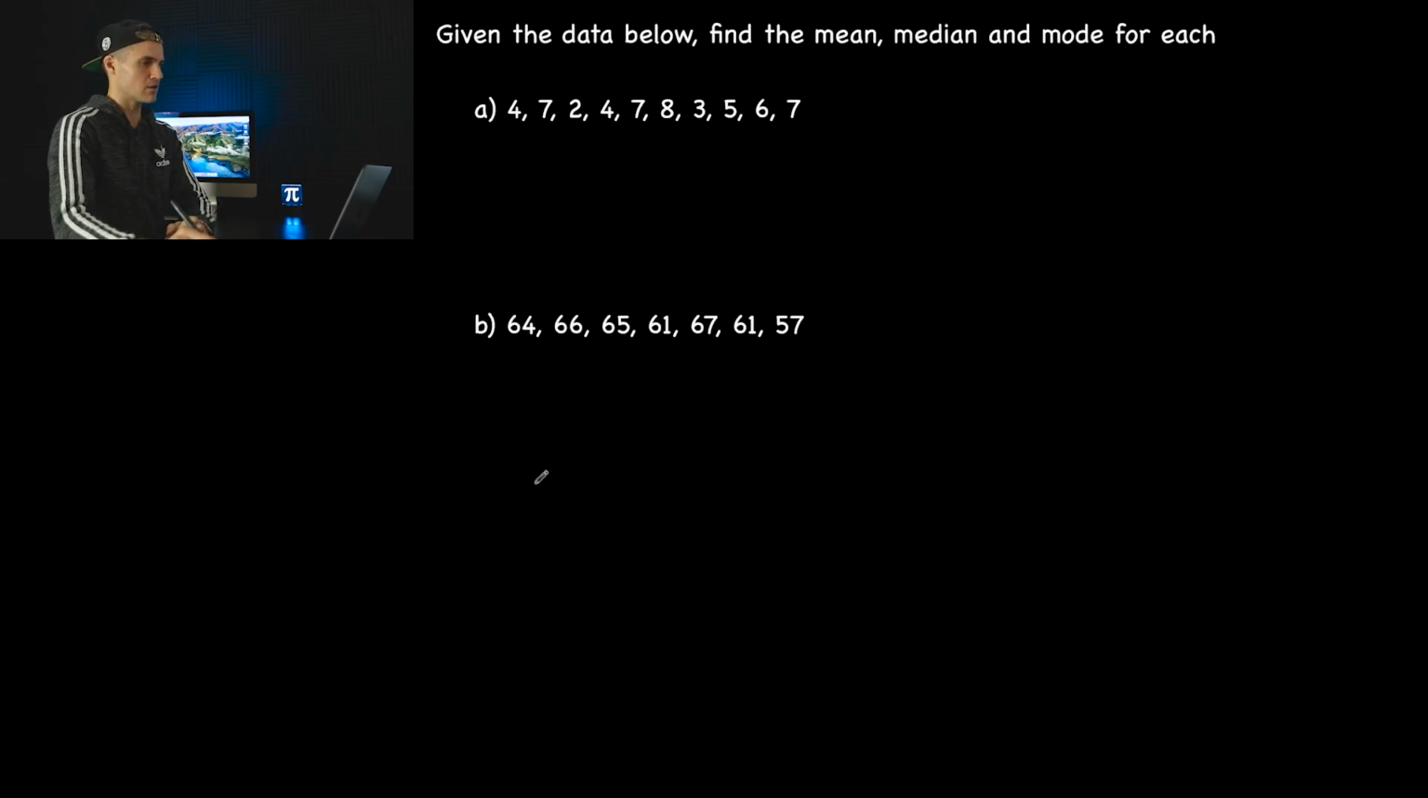Patrick here from All Things Mathematics, and moving on to the next example dealing with statistics. Here we are given these two data sets and we have to find these three parameters: the mean, median, and mode. So fairly simple video.